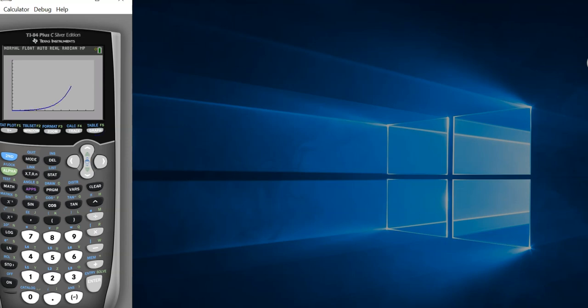So there's your exponential function. And then 128, there's 128. So we got a good window. And we want to find the intersection, right? So we go second, calc menu. Number 5 is intersect. We move to about the point of intersection.